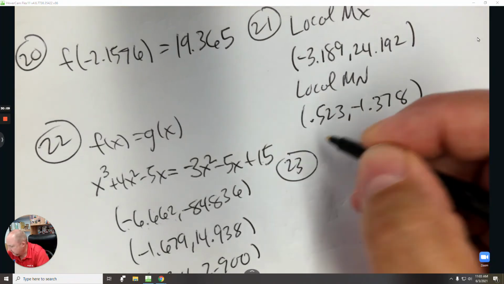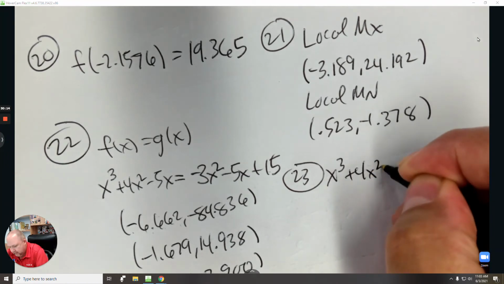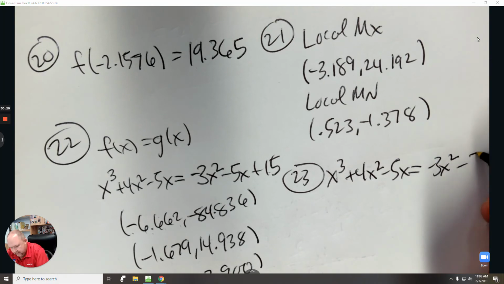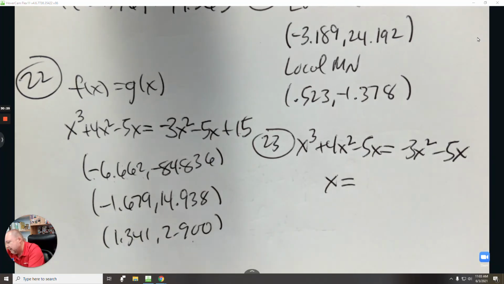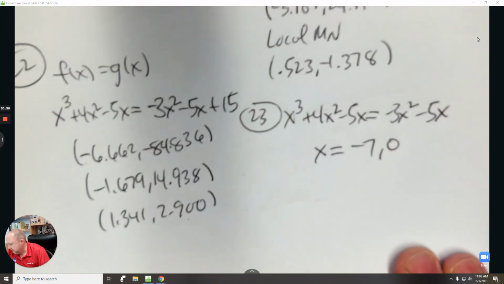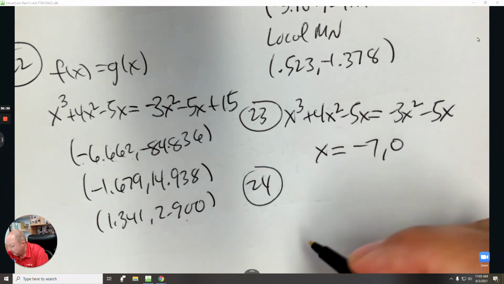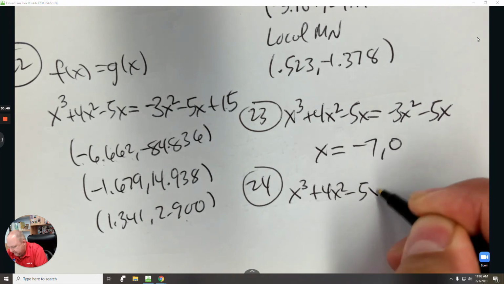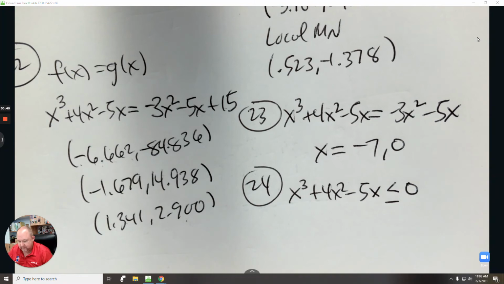So we're on 23 right now. We have x cubed plus 4x squared minus 5x equals negative 3x squared minus 5x. Solve that equation. We said the answers were negative 7 and 0, and we solved it with our calculator. All right, 24. It says solve an inequality. We have x cubed plus 4x squared minus 5x. When is it less than or equal to 0? That's what we graphed to begin with.